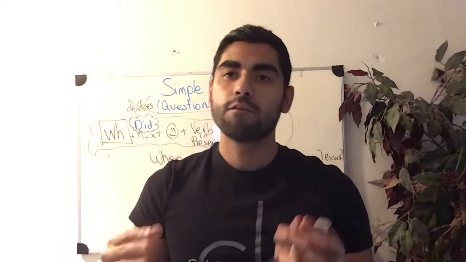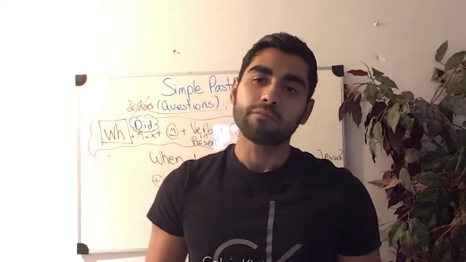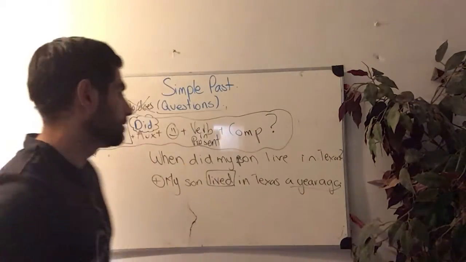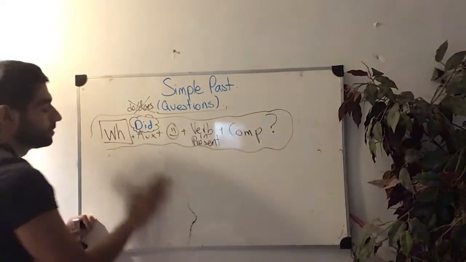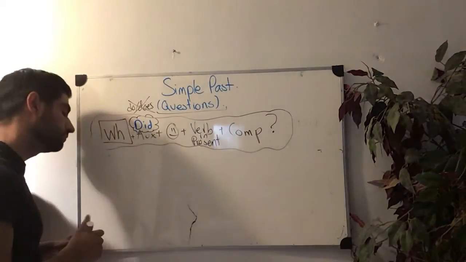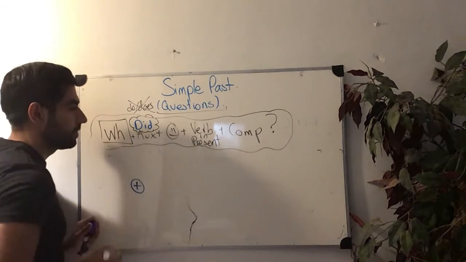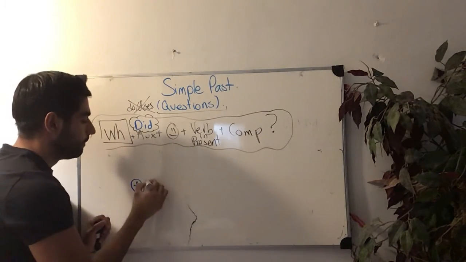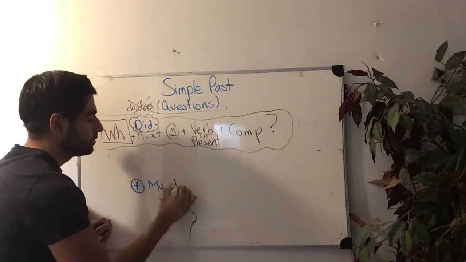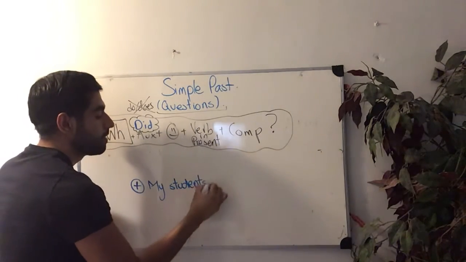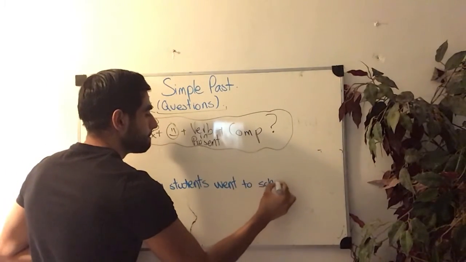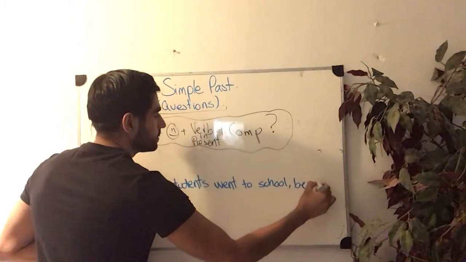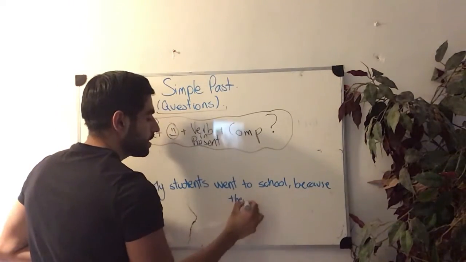Okay? I'm gonna give you one last exercise. Les voy a dar un último ejercicio aquí para que ustedes lo puedan hacer. And then I'm gonna send you the homework. Después les envío la tarea. Last one. Ahora sí, ya es el último. Third one and last one. The sentence that I have is this. My students went to school because they had classes.